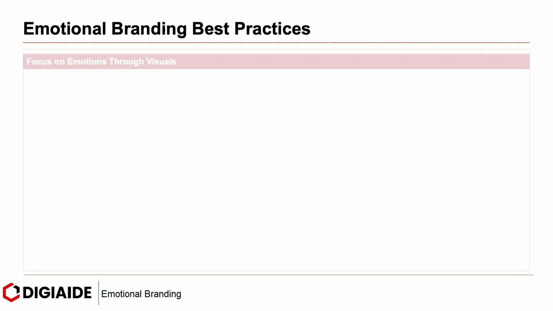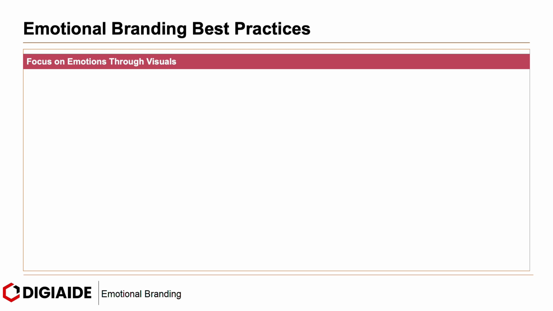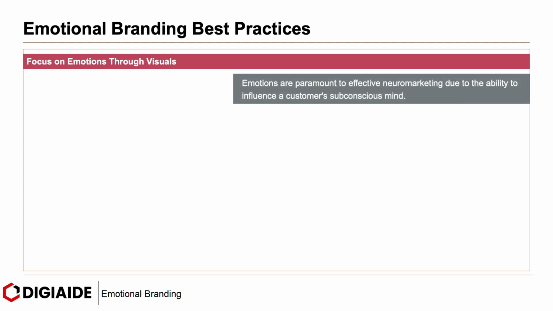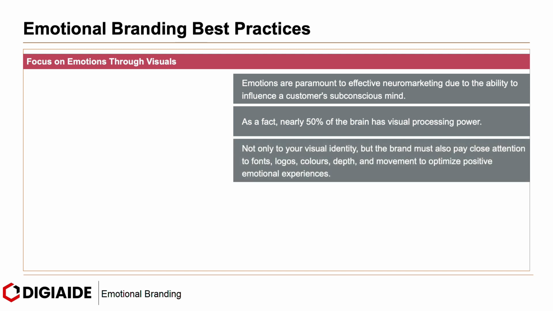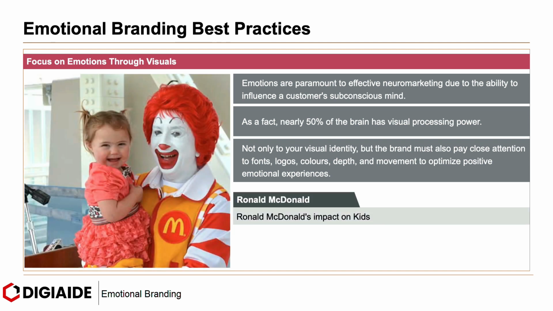Let's start with focus on emotions through visuals. Emotions are paramount to effective neuromarketing due to the ability to influence a customer's subconscious mind. As a fact, nearly 50% of the brain has visual processing power. Not only the visual identity, but the brand must also pay attention to fonts, logos, colors, depth, and movement to optimize positive emotional experiences. Example, Ronald McDonald's impact on kids.